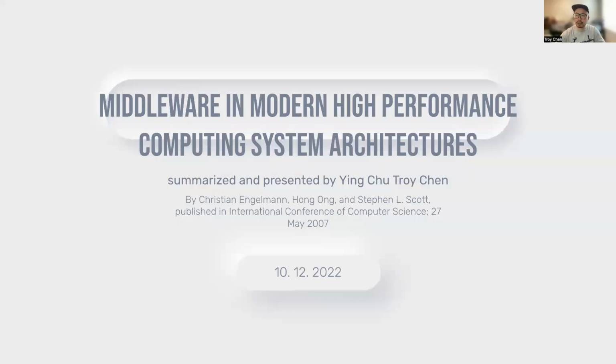Hi, today I will present the paper Middleware in Modern High-Performance Computing System Architectures. It was published in International Conference of Computer Science on May 27, 2007.